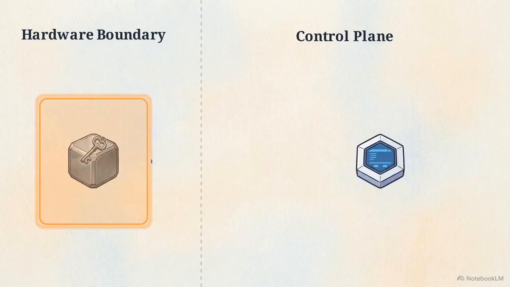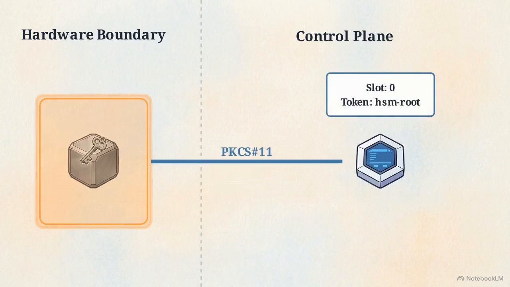To bridge this physical device with software, we use Step 2, the PKCS#11 standard. Vault is configured with a PKCS#11 seal block to use this precise channel. This creates a secure cryptographic handshake. Vault sends requests down the line. The HSM executes the operation internally and returns the result, while the root key remains completely stationary.